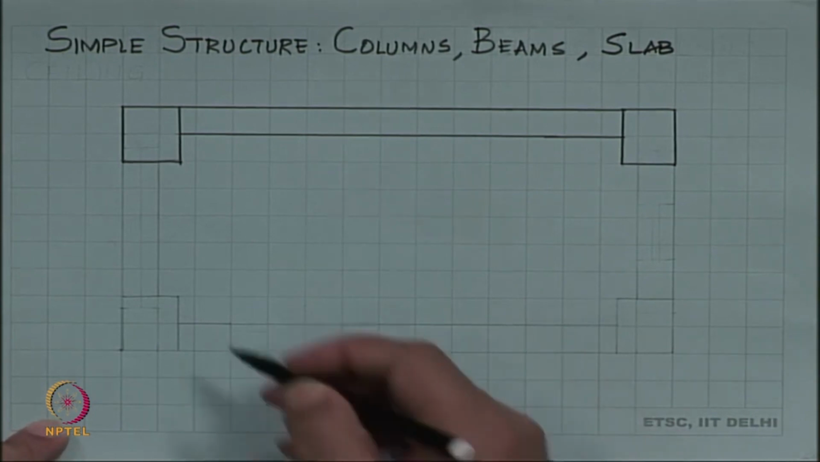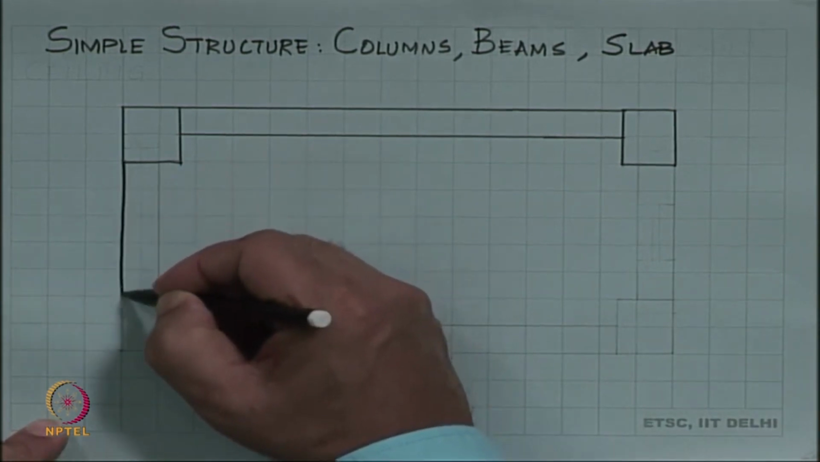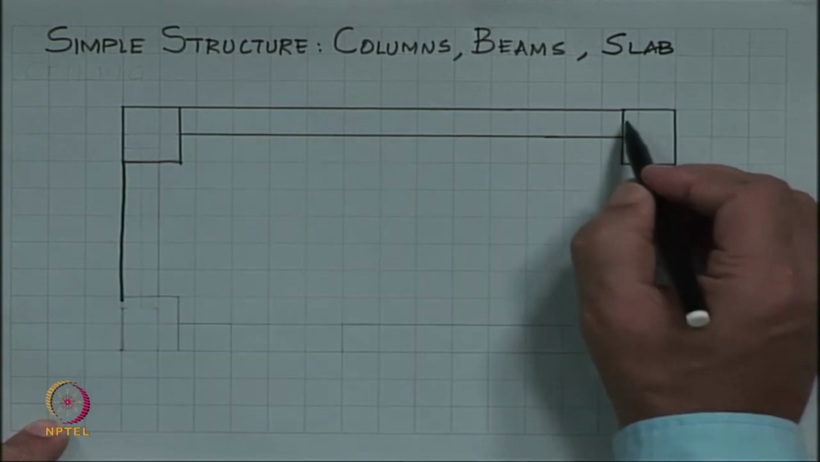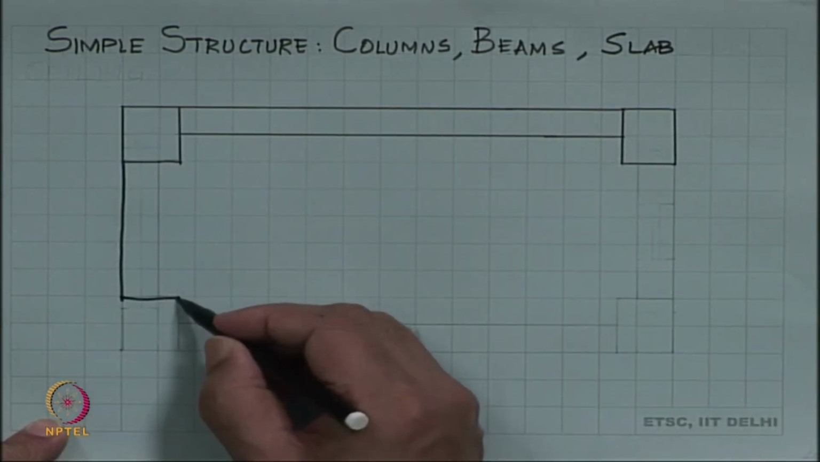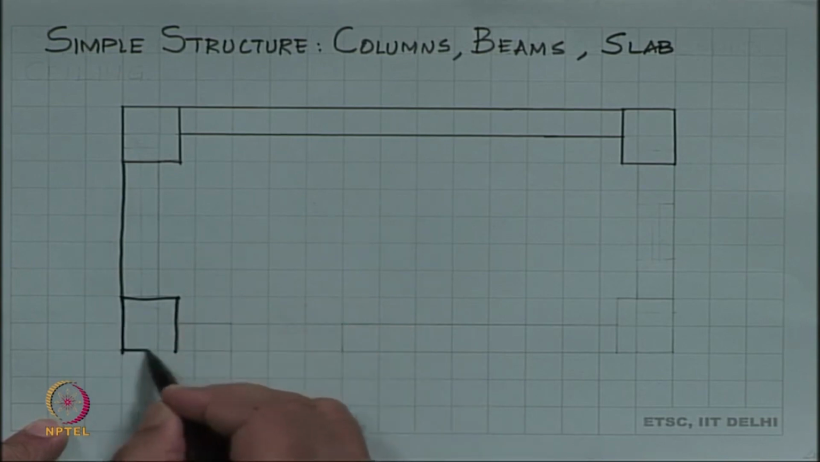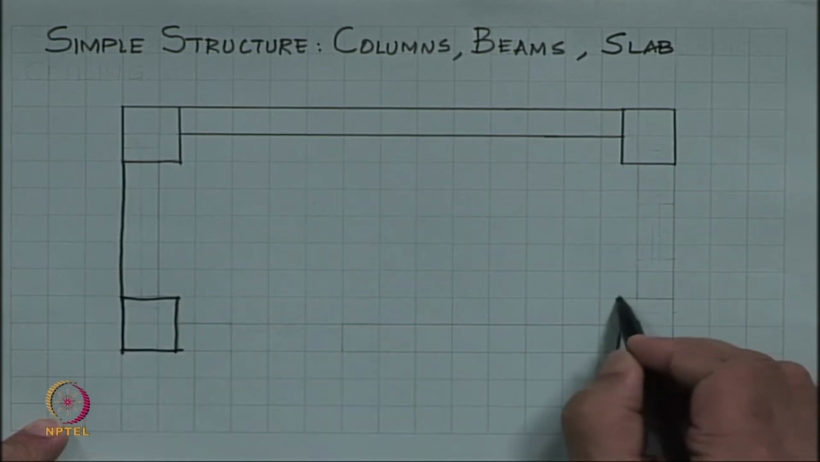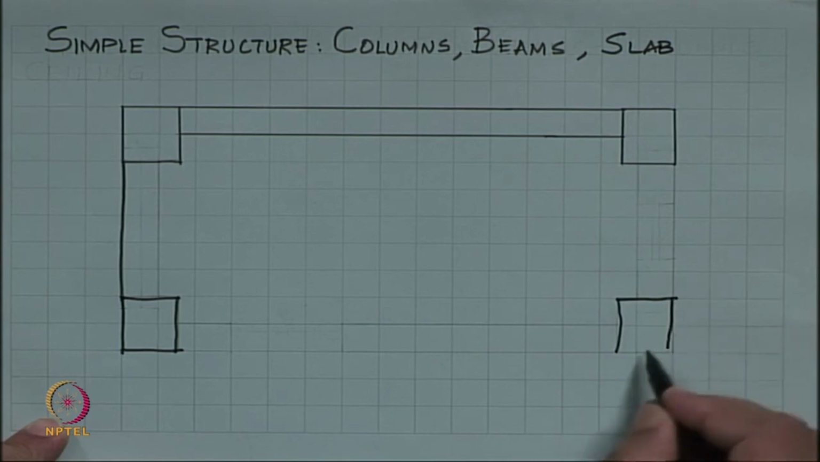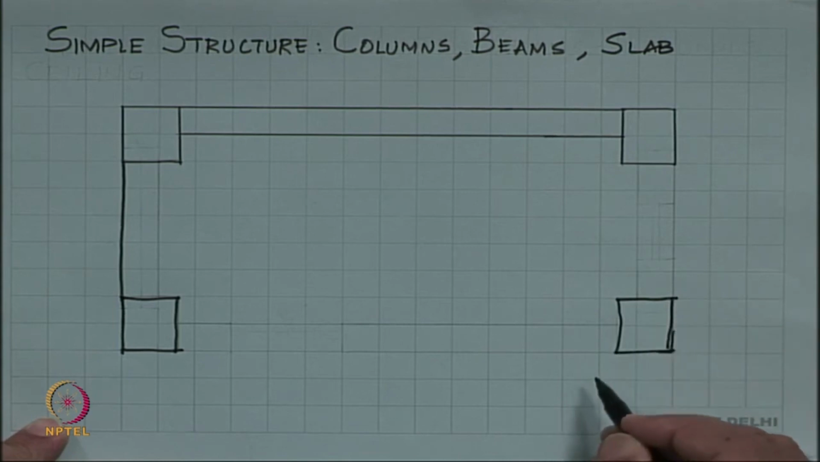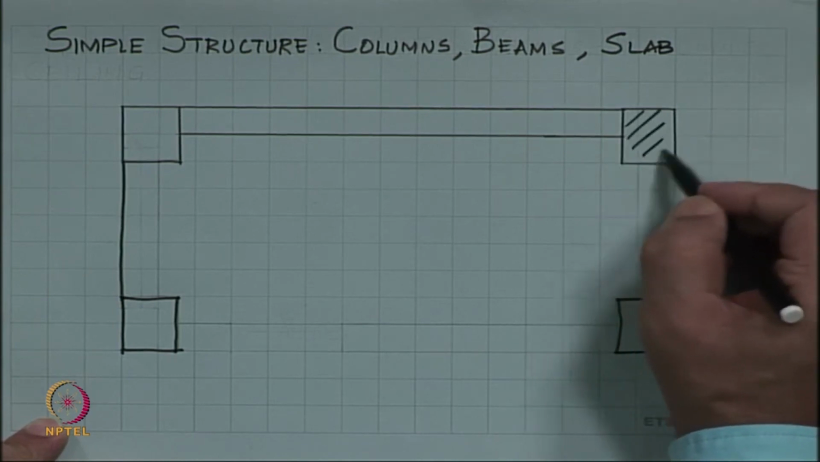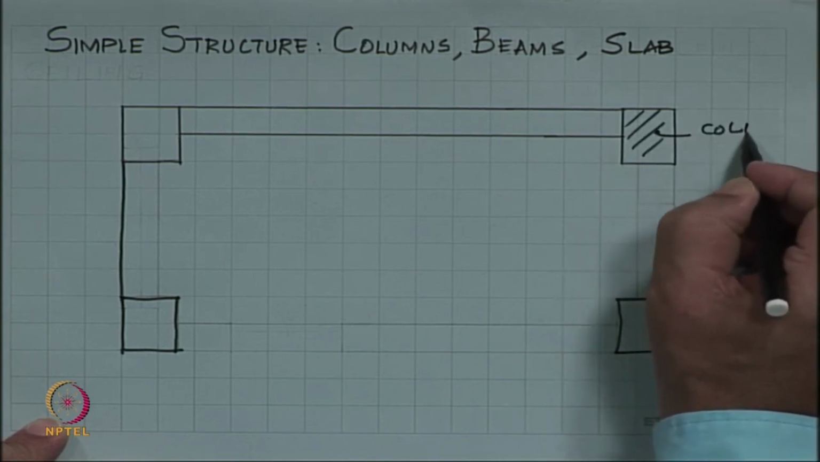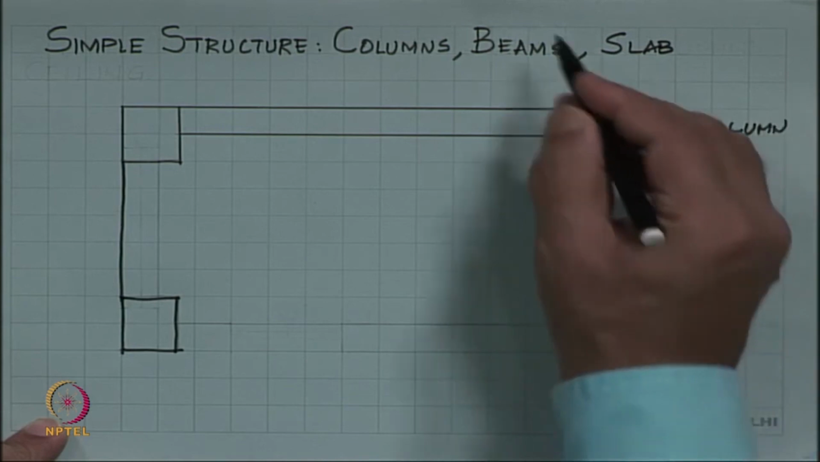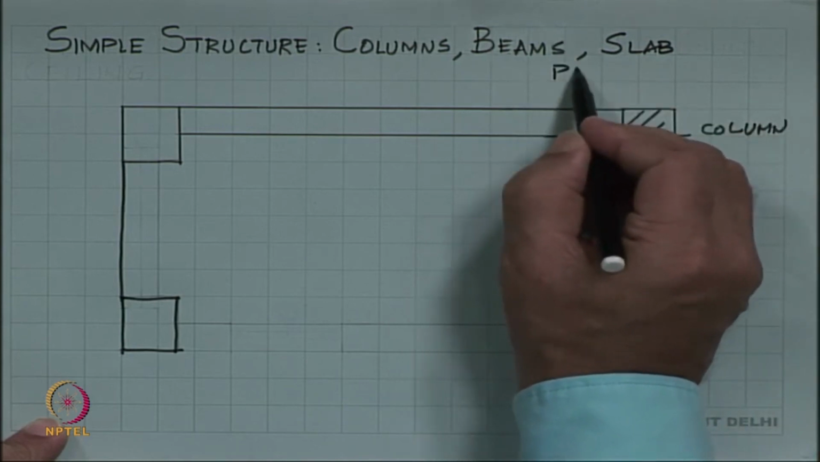and even in industrial constructions. So, what we have is this rectangle here, this rectangle here, this rectangle here, and this rectangle here. So, this entire thing is a column. We are looking from the top. So, this is the plan view.